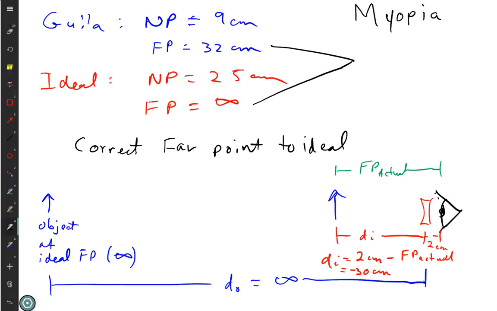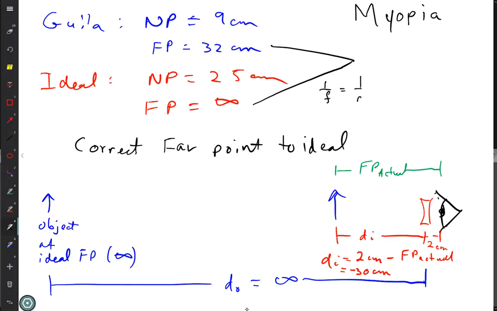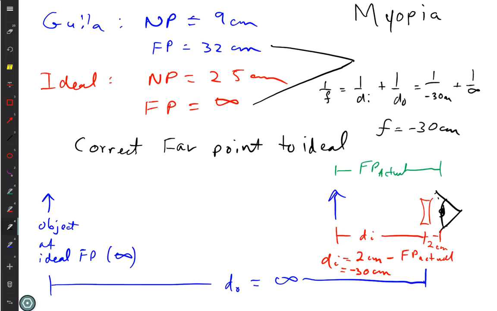How can I calculate the focal length? I use the thin lens equation, and because I ran out of space, what's 1 over infinity, friends? 0. So that makes it easy. F is minus 30 centimeters, right? Now, do you know what your prescription is? No. Your prescription is not minus 30 centimeters.